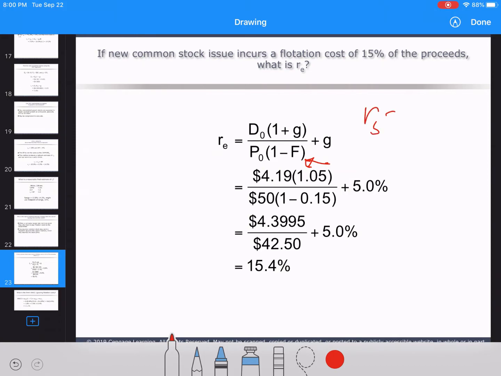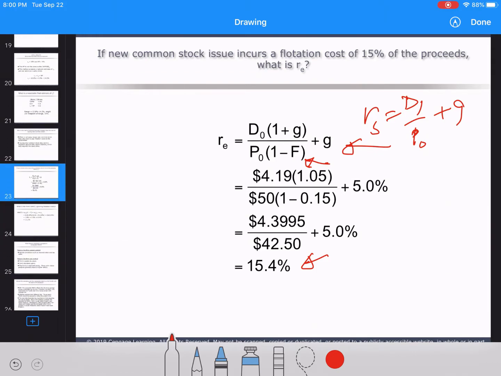R sub S is equal to D1 over P sub 0 plus G. Now you adjust for flotation, you get that after flotation. Okay, you put those numbers in here, you get 15.4%.